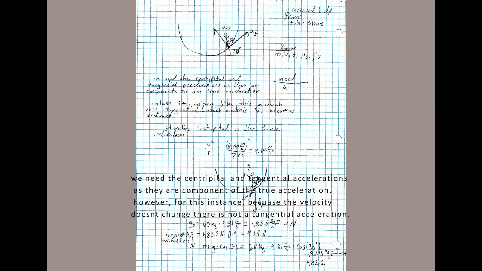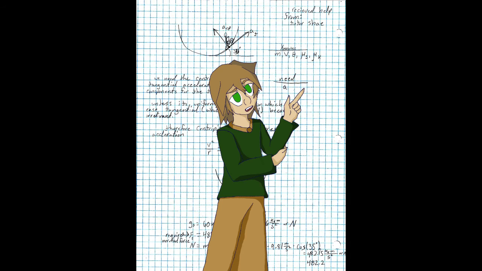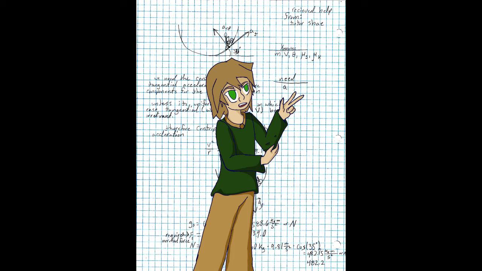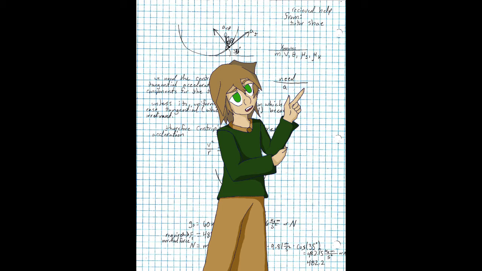In a scenario similar to this, you would need to use the centripetal acceleration and the tangential acceleration as component vectors to find the actual acceleration. However, in this specific scenario, the velocity isn't changing. And that means there is no tangential acceleration, meaning the centripetal acceleration is the only acceleration that matters. And in fact, it's the actual acceleration of the bike. Therefore, it's correct just putting down the centripetal acceleration.